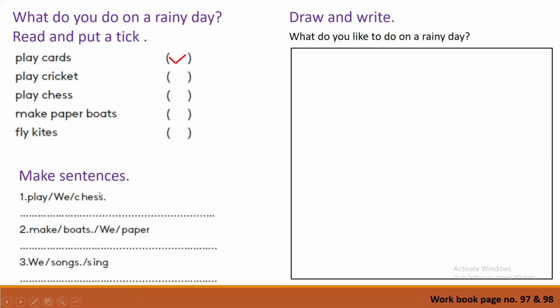You have to make a meaningful sentence. Shall we? Number 1. Play we chess.